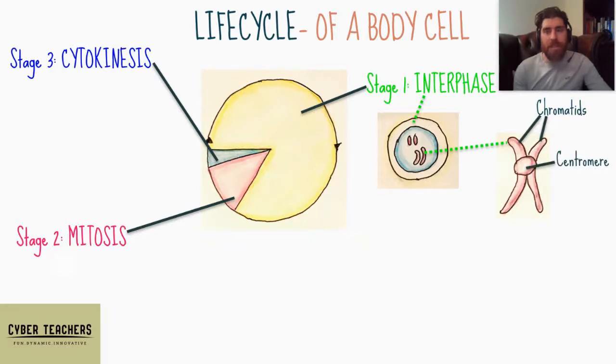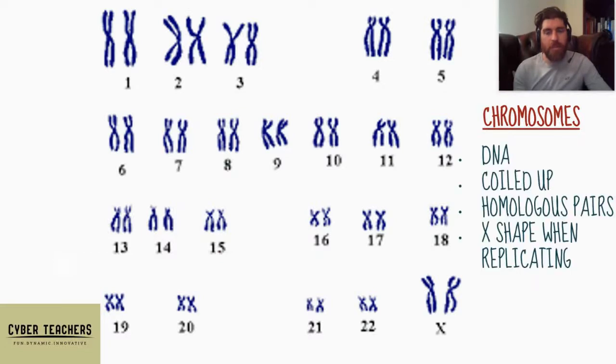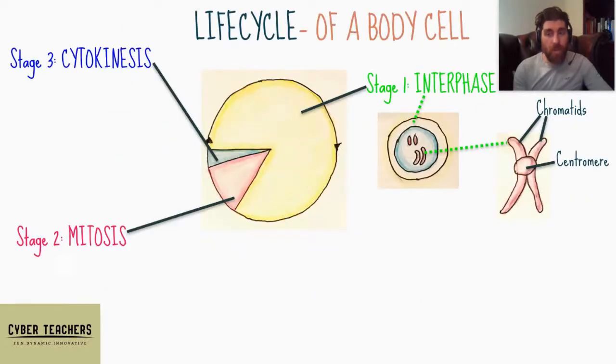At this stage, the cell has double the mass of DNA that it ordinarily would have. Here we can see a selection of chromosomes like the ones we saw earlier in homologous pairs, but in their duplicated form, so that you can see that they're all in that X shape. So all of the organelles, including the DNA, have replicated in this stage.